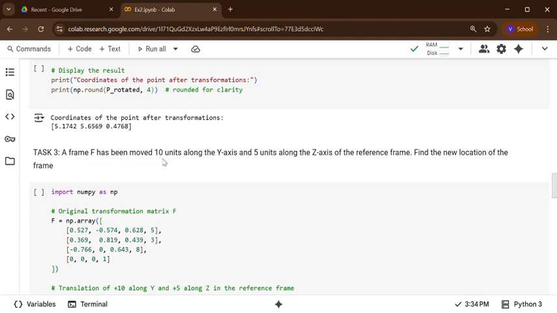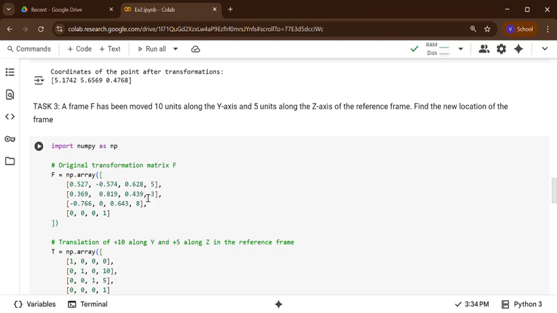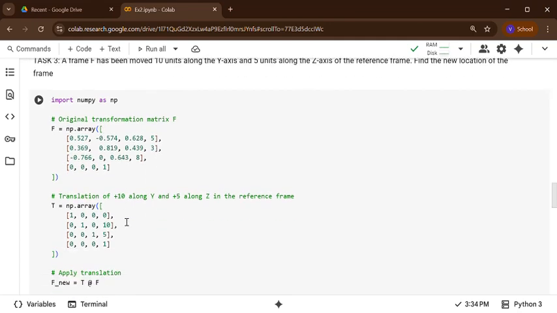A frame F has been moved 10 units. So in the previous case it's only rotation, but here a frame has been moved 10 units along Y, 5 units along Z. Find the new location. Simple. So in this case, this is the frame given in the question. So this frame is the given original transformation matrix. Now the translation is along Y axis and Z axis.